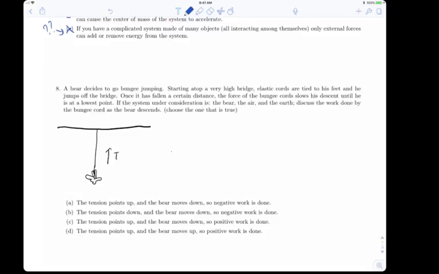Okay, I drew a really nice bear last year. Bears look like that. But, whatever.